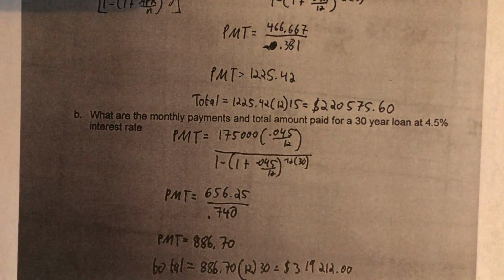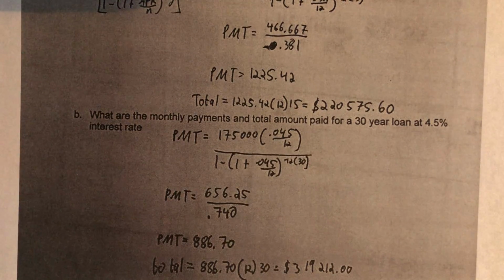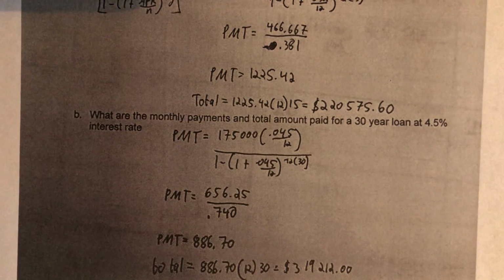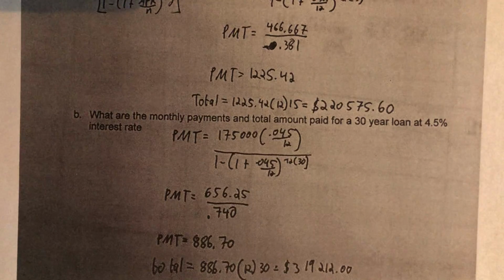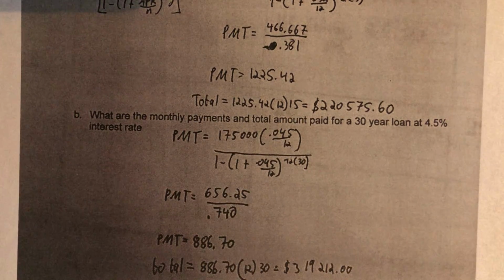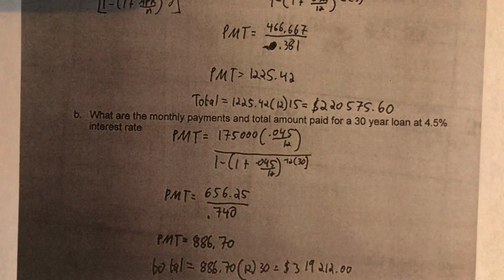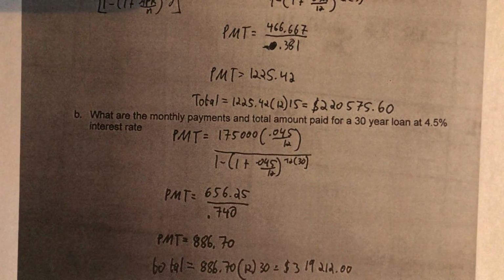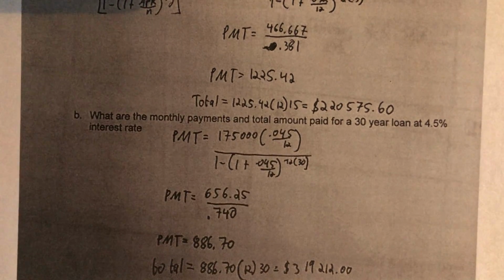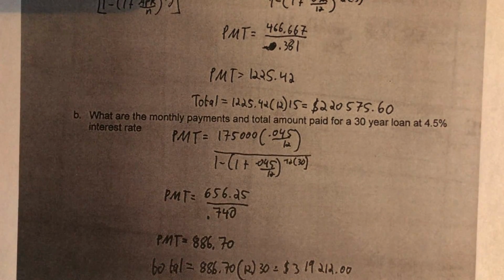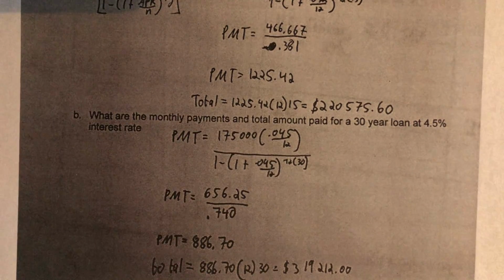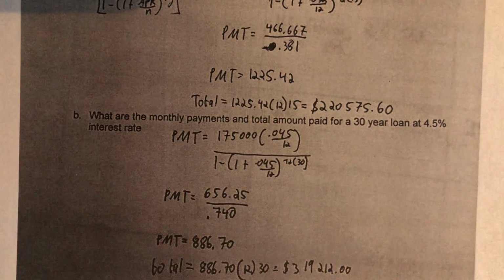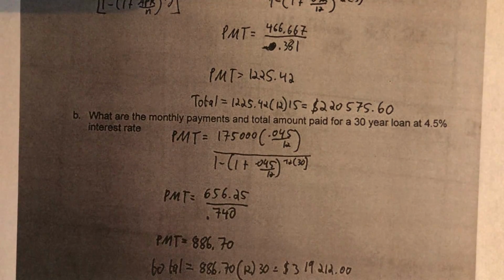However, if I take that $886.70 and times it by 12 and times it by 30 for month and years, you would end up paying $319,212 for your house. So while it does save you money each month, it's going to cost you almost $100,000 more over the life of the loan to pay off.